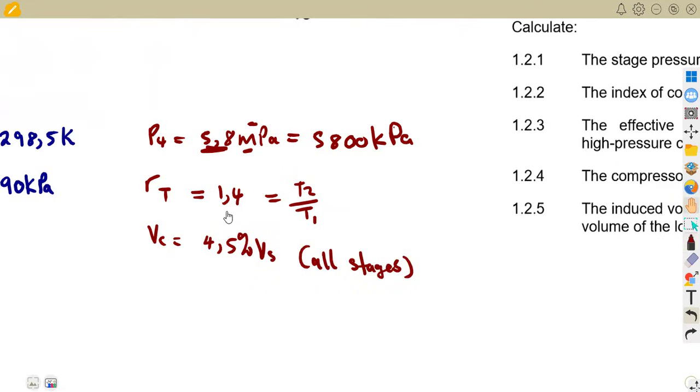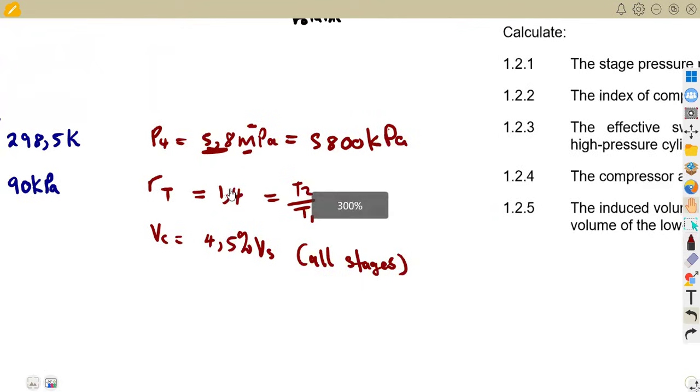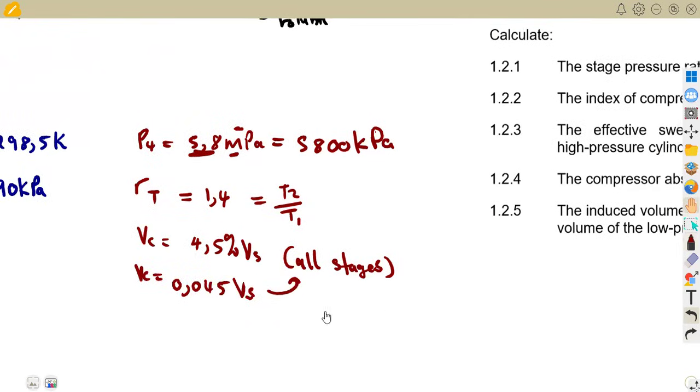Remember, when we had the volumetric efficiencies, they were given per each stage. Sometimes they will give you the same for all the stages. But here they were given separately. Now we are given for all the stages, all right? Remember, this can be given as a decimal. If we divide by 100, that will be 0.045 times VS, all right? Remember, this is for all the stages that we are given.